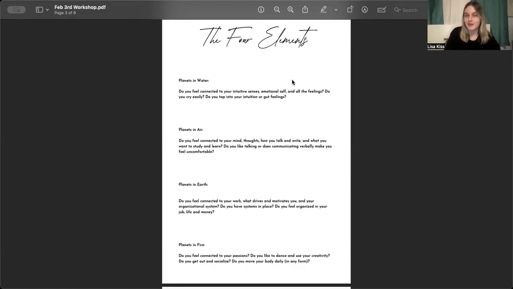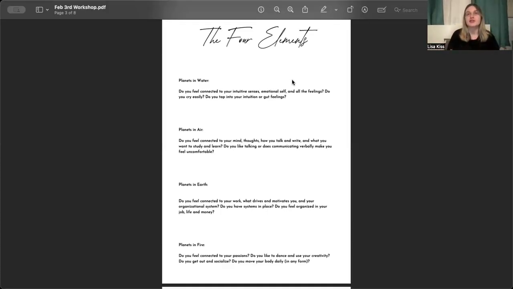If you have a lot of planets in water, and as I'm saying this, maybe you don't know how many things you have in water, but just see if you connect to the keywords that I'm saying and write things down. Do you feel connected to your intuitive senses, your intuition, your emotional self? Do you feel like you have a lot of feelings? You get overcome with emotion. Maybe you cry easily. You get gut feelings. You tend to want to be very nurturing. You love plants, animals, energy, all that kind of stuff.